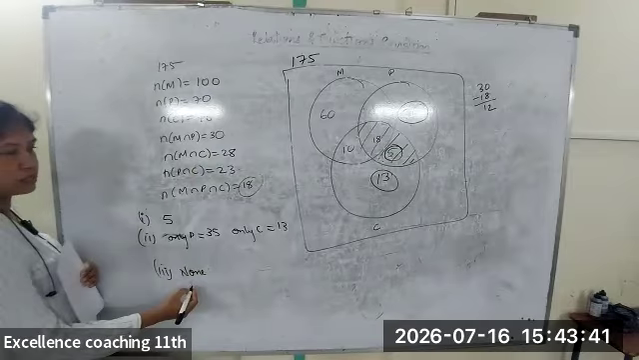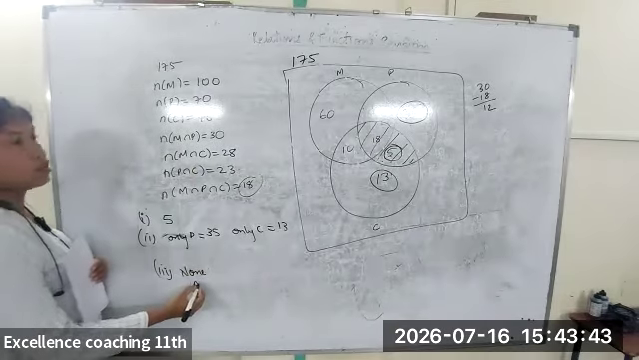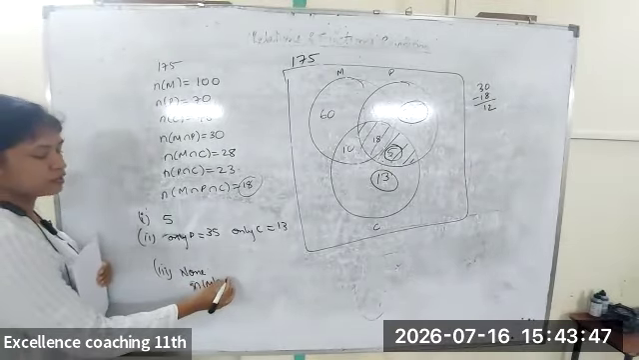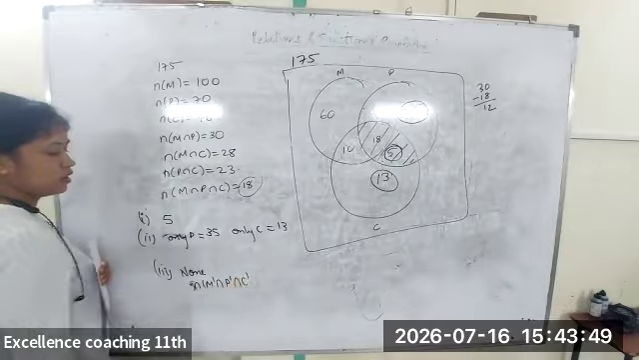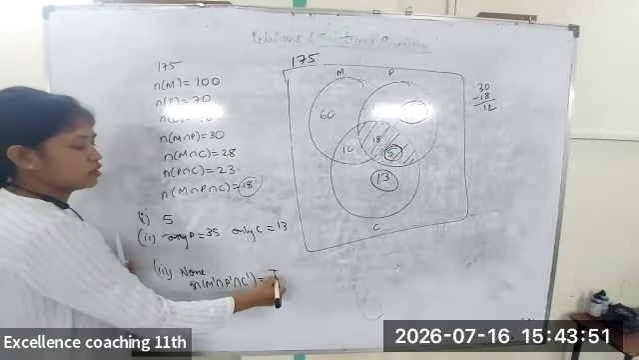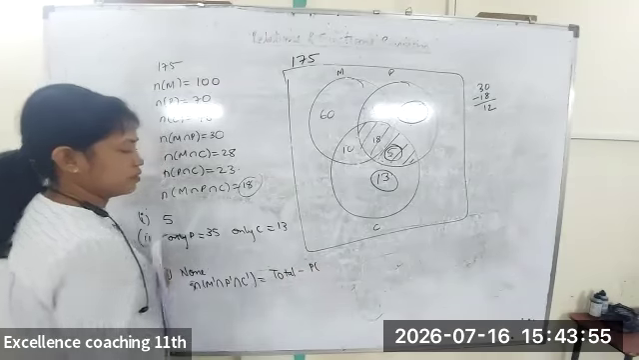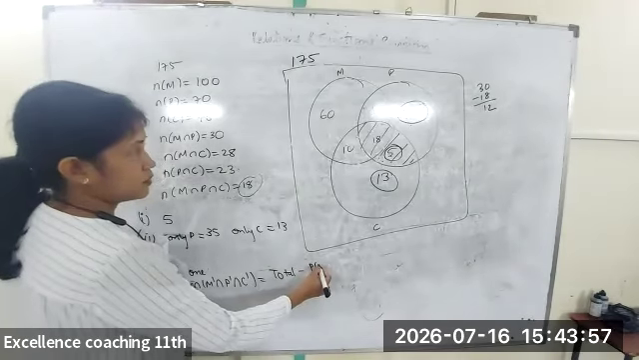None of the subjects means not maths also, not physics also, not chemistry also. That is always total minus union.